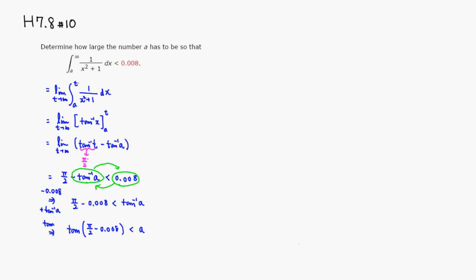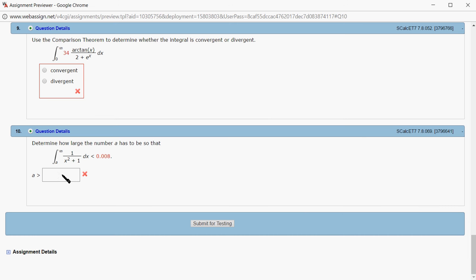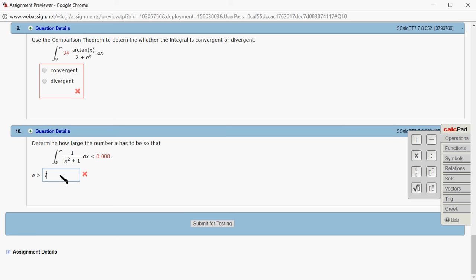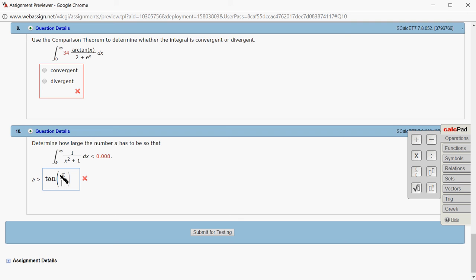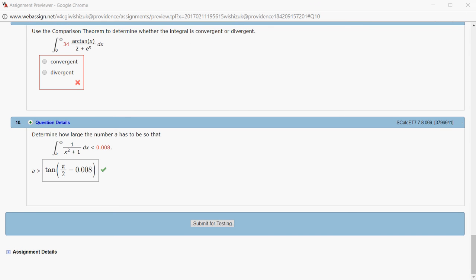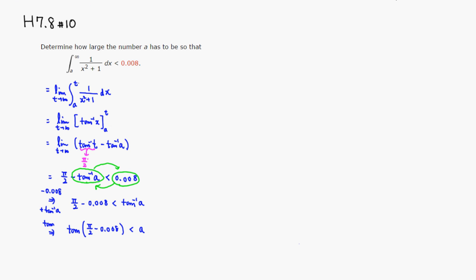All right, so let's type it in. So a is greater than tangent of pi over 2 minus 0.008. All right, so let's submit for testing. It came back, and looks like we got this one correctly. All right, that's it. I hope that this was clear.